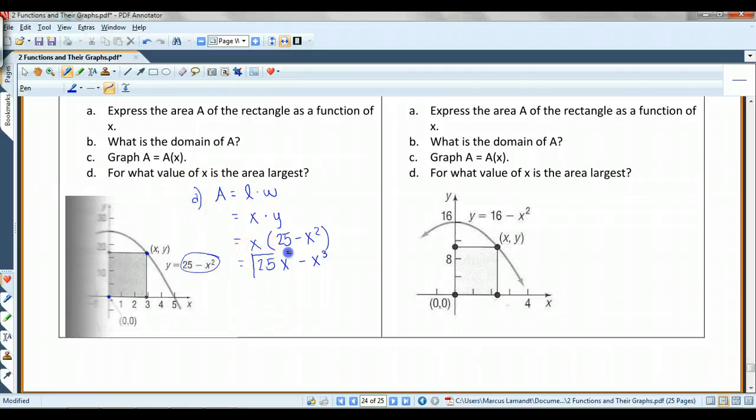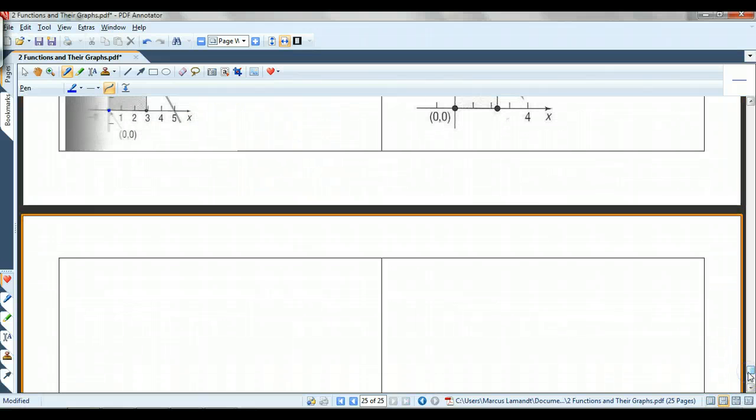So this is part A. Part B says, what is the domain of A? Since (x, y) is in quadrant 1, like it says, where's my cursor? There it is in quadrant 1, we have x is greater than 0. Move down here a little bit.